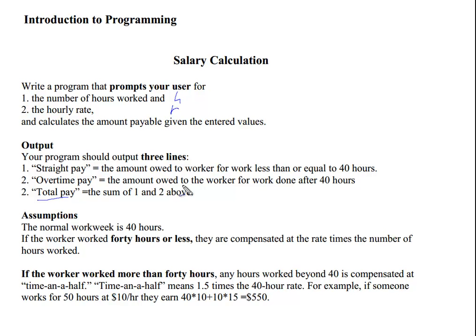The straight pay is the amount that I owe for less than or equal to 40 hours. Why is this a problem? It's a problem because how do I figure out how many hours the person worked? If they worked less than 40 hours, then the straight pay is going to be that number of hours, say 35 hours, times the rate. But if they worked more than 40 hours, then the straight pay is going to be 40 hours times the rate. If I had an if statement, which we can't use at this point, that would be fairly straightforward. So how do I actually do this? That's the question.